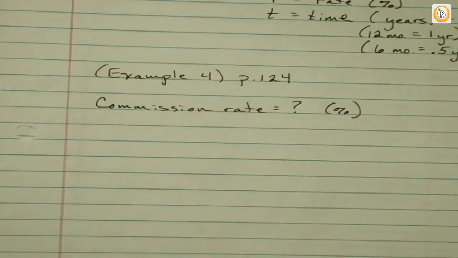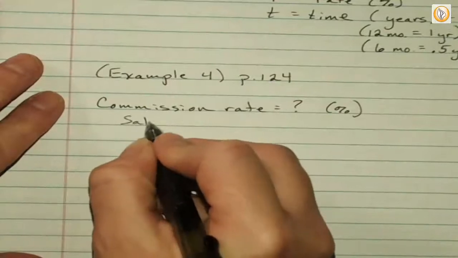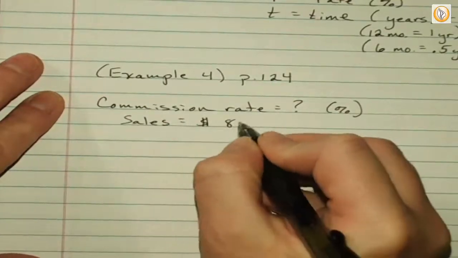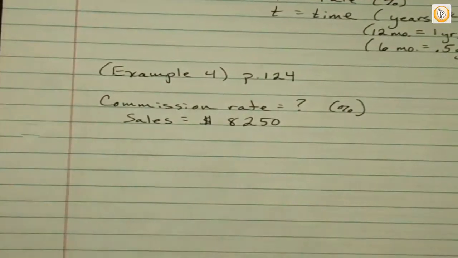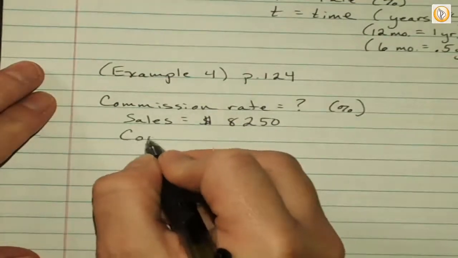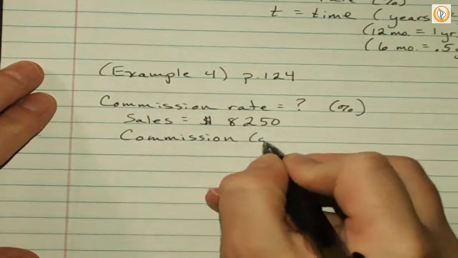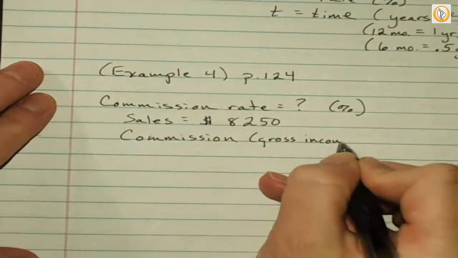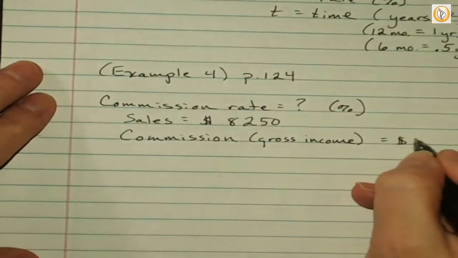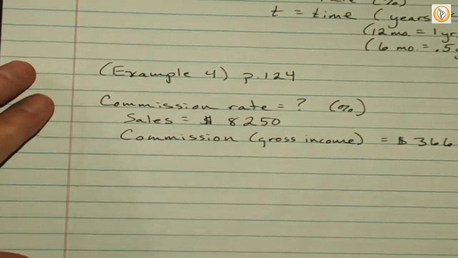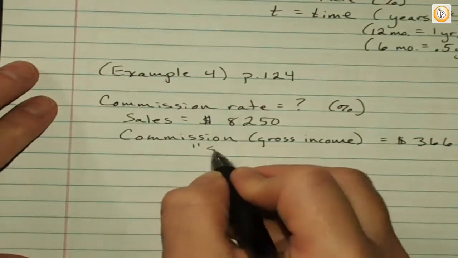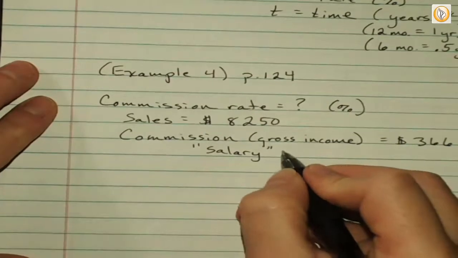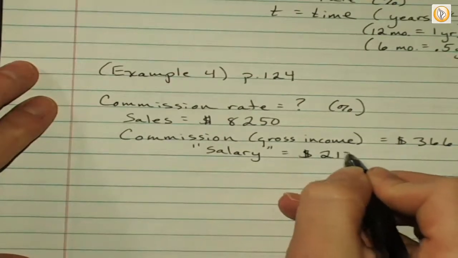And it says his gross income for the month was that, including a monthly salary of $2,175. Okay, so we know that the sales, his total sales was 8,250. We know that his commission or gross income was 3,660. Now, in there included was his salary, which is 2,175.